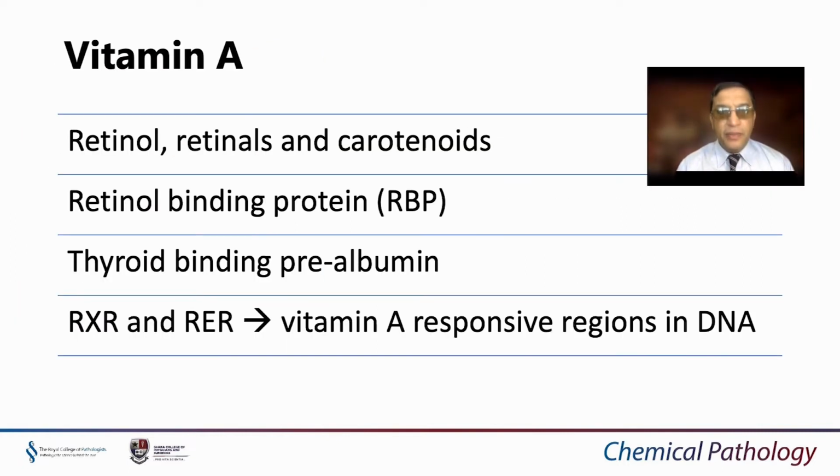Vitamin A. The family of vitamin A consists of retinol, trans and cis formations of retinals, and carotenoids, for example, beta-carotene. The vitamin A compounds are transported in circulation bound to retinol binding protein produced by the liver, which then complexes thyroid binding prealbumin. The vitamin is able to signal intracellularly by complexing to retinoid X receptor and retinoic acid receptor, and then binds responsive elements in DNA to bring about biological change.